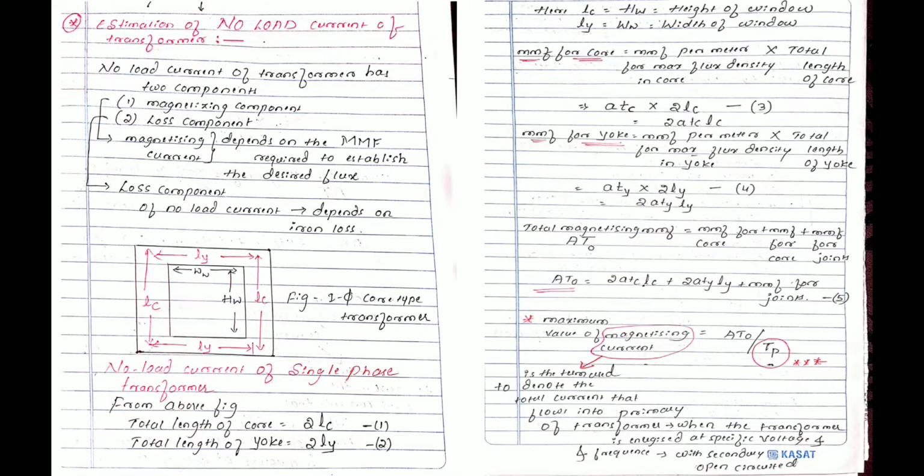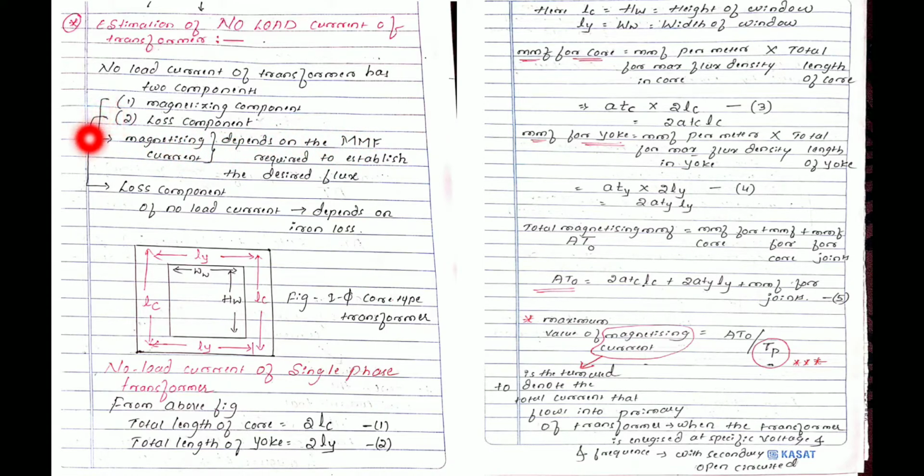So first, the no load current of a transformer has two components. The first component is the magnetizing component and the second one is the loss component. So what is this magnetizing component? It is nothing but the magnetizing current, represented by IM. This magnetizing current depends upon the MMF required to establish the desired flux. This MMF is nothing but the ampere turns. So these ampere turns help to establish the desired flux. So this IM depends upon the MMF. First point is clear.